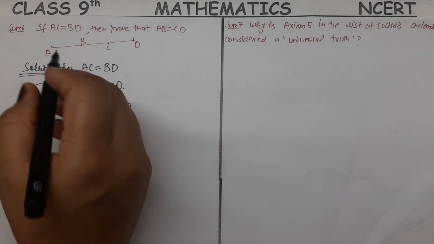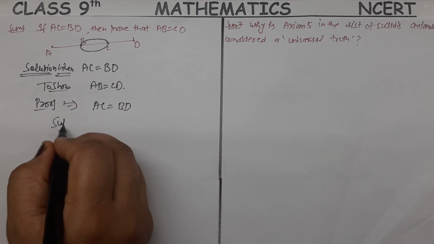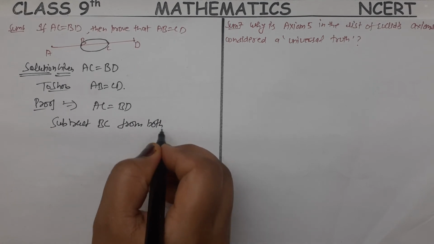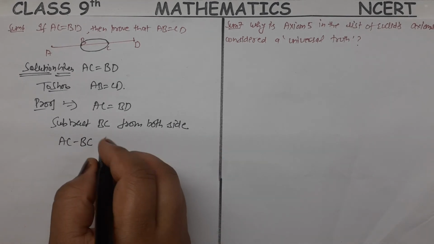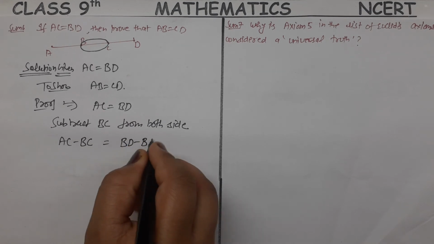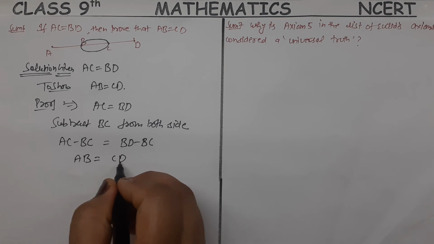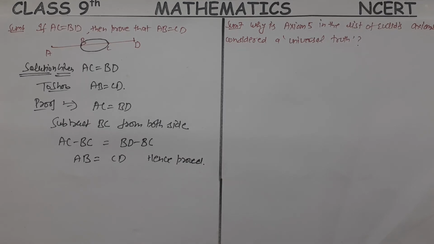AC equals BD. See this one, BC. Subtract BC from both sides. AC minus BC equals BD minus BC. Then it becomes AB equals CD, hence proved. If we subtract equals from equals, then the remainders are equal.